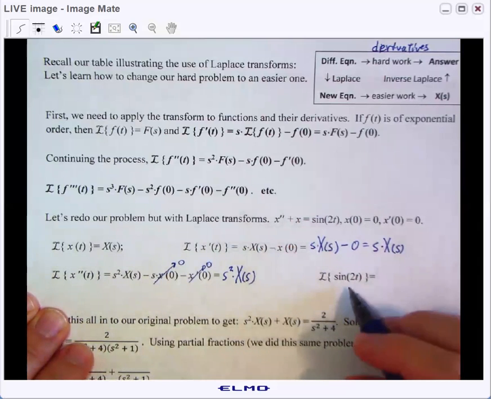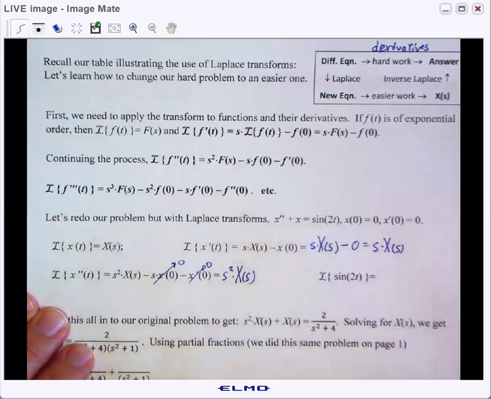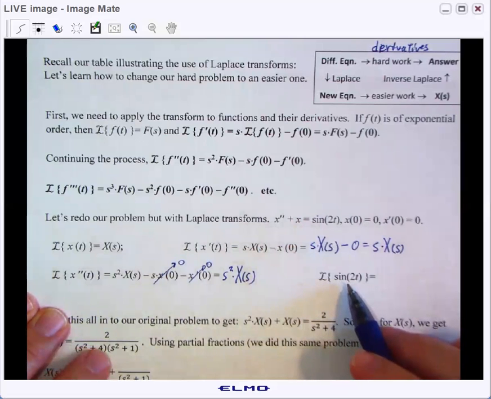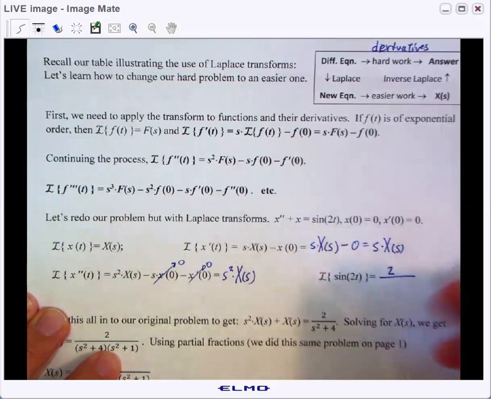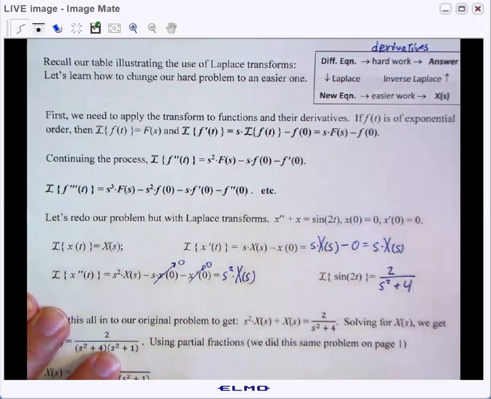And finally, we need to handle the non-homogeneous piece, the Laplace transform of sine of 2t, which we've seen at the end of last time and in our table. That's going to be 2 over s squared plus 4.